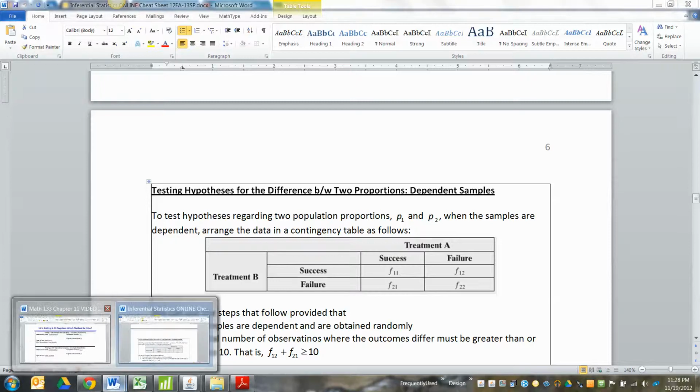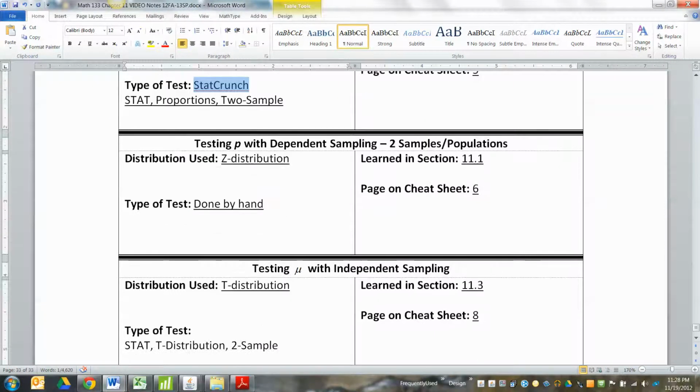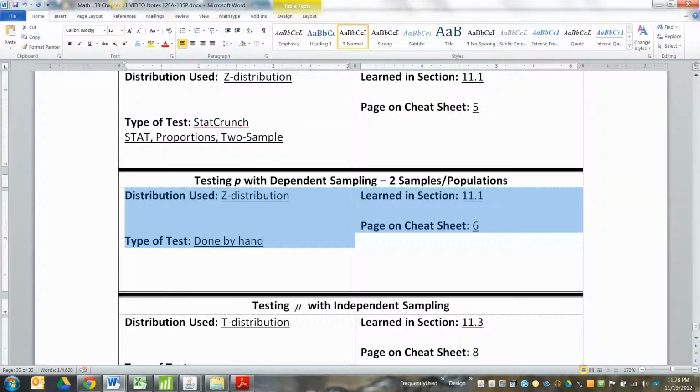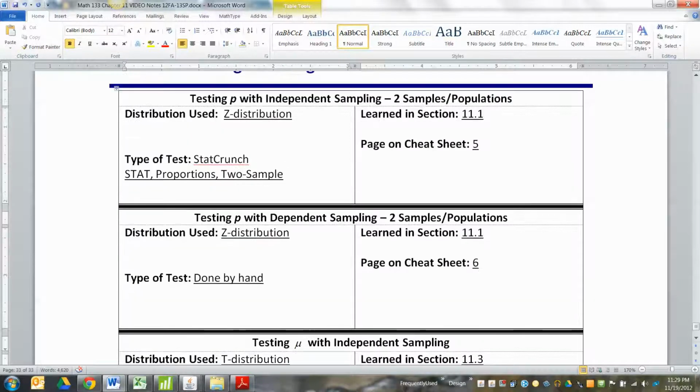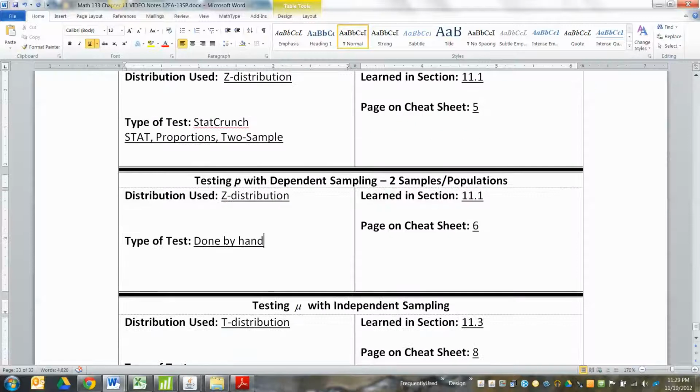All right, and then the other one we learned was for dependent sampling. That was that weird one. The example that we used was heaven and hell, but it was slightly different than a lot of the other ones we've used in that the formulas were strange. We had to use the absolute value in there and stuff. We learned it in 11.1. It's on page 6 of your cheat sheet. Again, you're just given that cheat sheet during your test, so you don't have to memorize it. And we would do this one by hand.